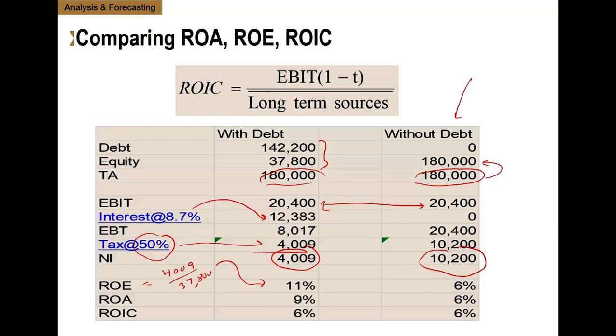So if you crunch the numbers for ROA for both of the two columns and ROIC for both of the two columns, you realize that something interesting is going on. With debt, what happens to ROE? It goes from 6% to 11%. What happens to ROA? It goes from 6% to 9%. This is why debt is sometimes called leverage, because it levers profitability. In other words, it makes the company's profitability look much better.